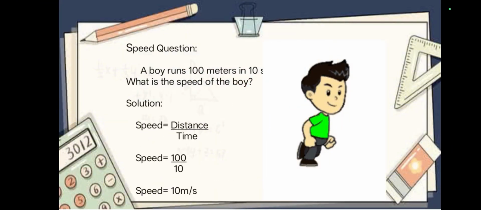I have here a speed question. A boy runs 100 meters in 10 seconds. What is the speed of the boy? Here is the solution. Speed equals distance divided by time. The distance is 100 and the time is 10. So 100 divided by 10 equals 10 meters per second.